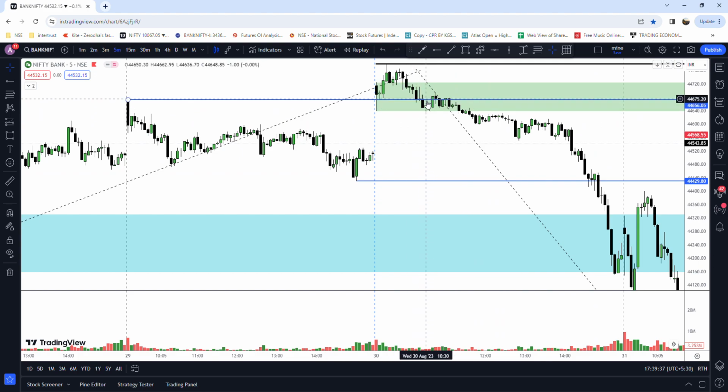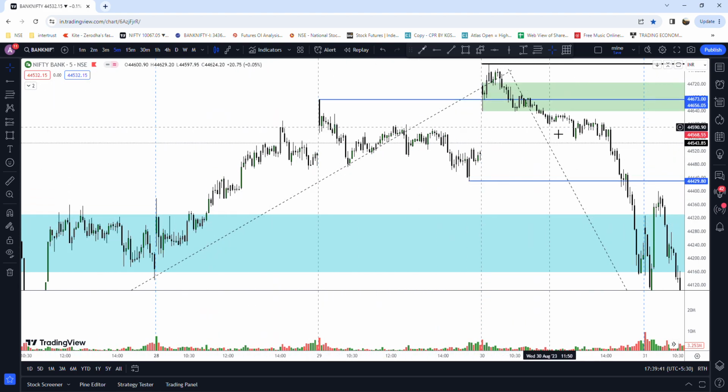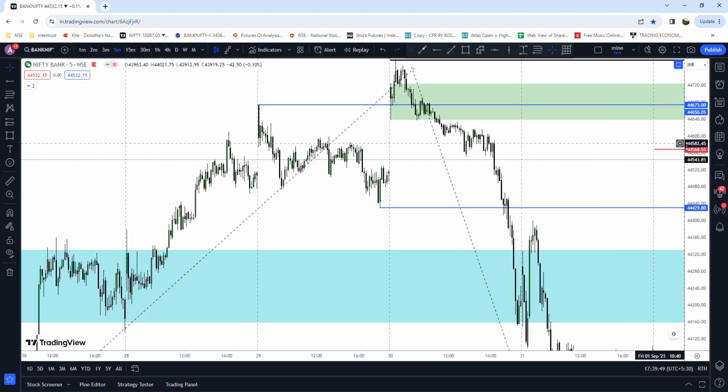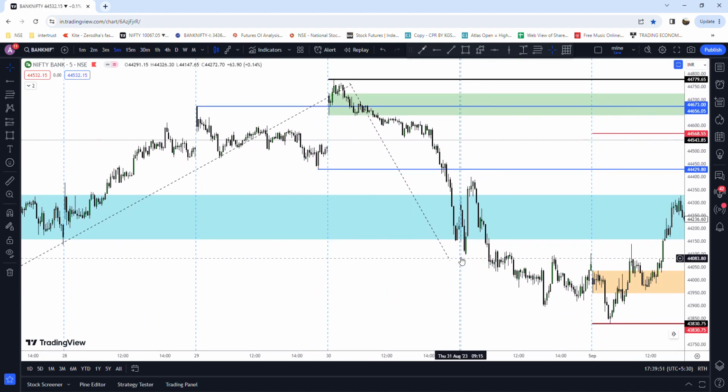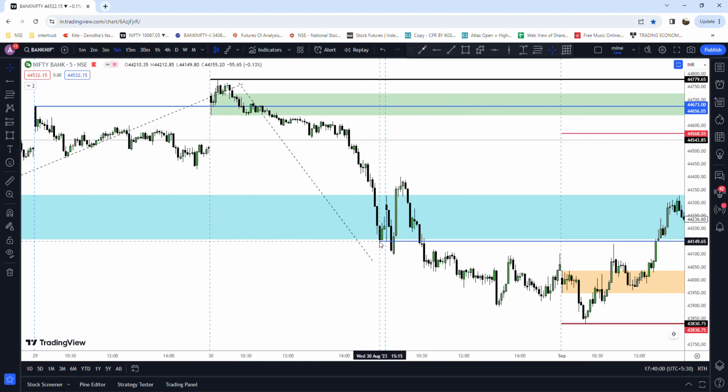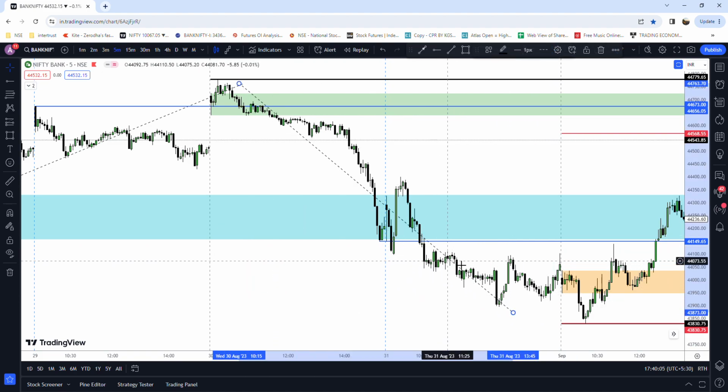Okay, so I marked this level because, as I showed you, from here price started coming up, and this is the first time price changed momentum. It closed below the low of the previous day. Now, as you can see, on the 31st also price opened and closed below the low. This is the low of the 30th. Price broke the low and closed below it. Momentum continued coming down.